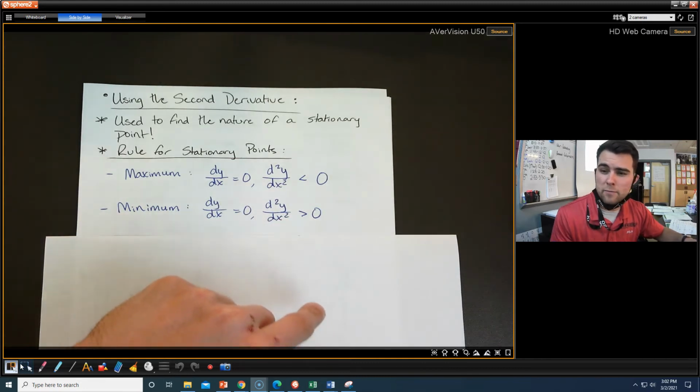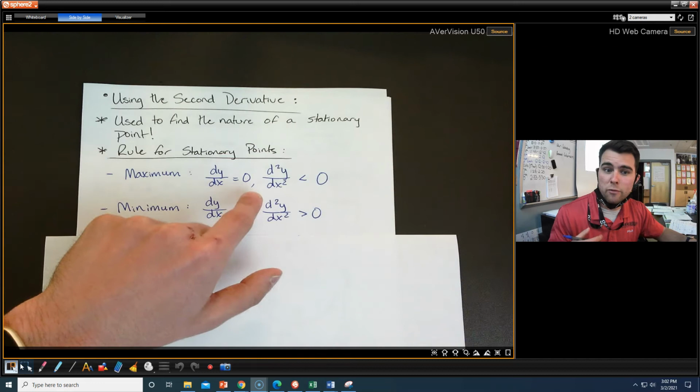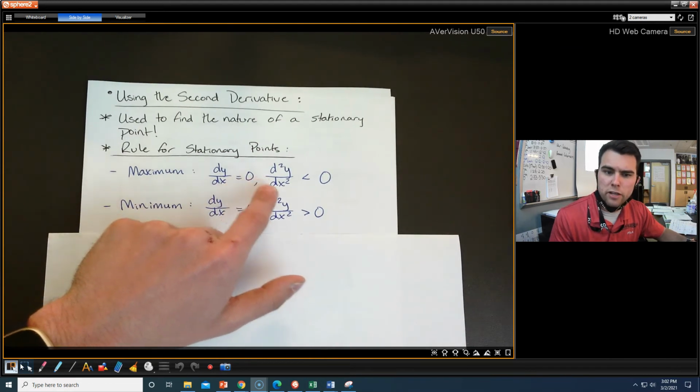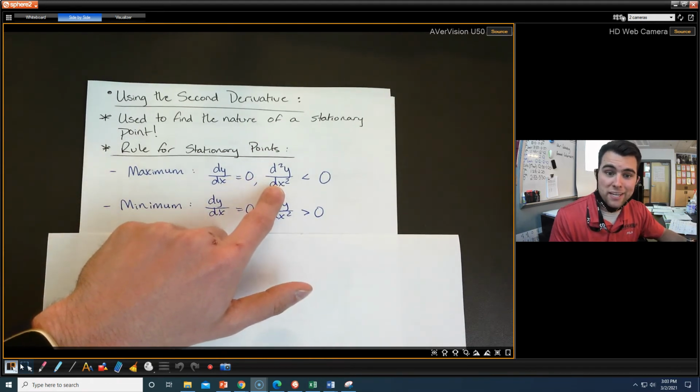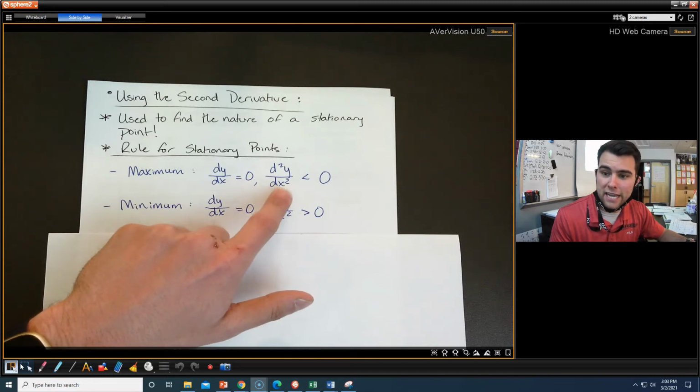So if I plug in my x value, let's say it's at 1, where my gradient is 0. If I plug 1 into this, and it turns out it's less than 0, like I have a negative number, then I know that point's a maximum.